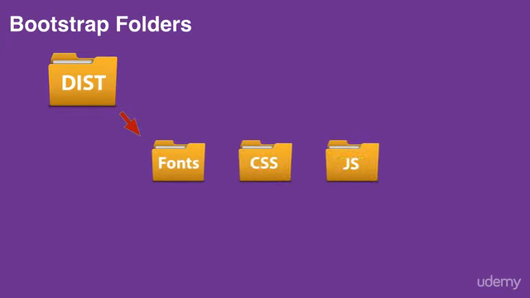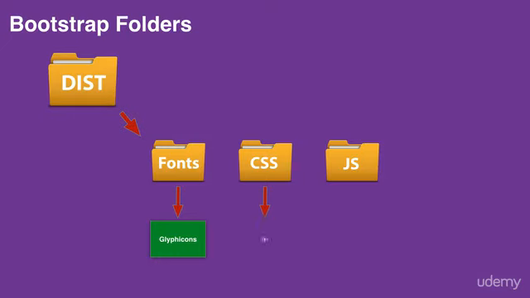I don't know, maybe in the future they might change it, but right now when you download it, you're going to get a main folder that is going to be called dist, and this stands for distribution. Now, inside this distribution folder, you're going to have other folders. You're going to have fonts, you're going to have CSS, and you're going to have JS. Inside the fonts folder, you're going to have glyphicons, and these are just icons that you use in Bootstrap, and I'll show you later on how they work, but they're really cool.